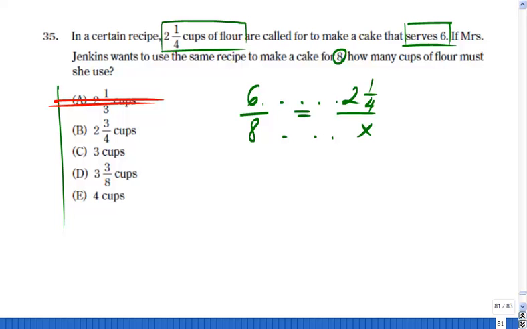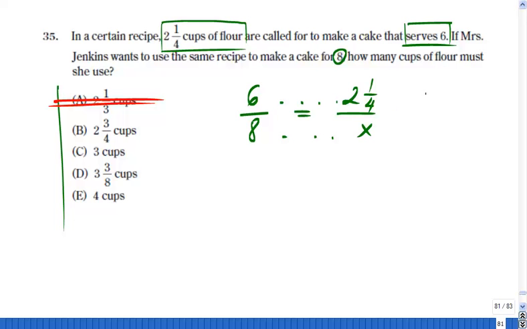Another way is to just realize that 6 and 8 are multiples of 2. If I'm starting with 6 people that require 2¼ cups, I find how many cups I need for 2 people, and then multiply that by 4, and that will tell me how many cups I need for 8. Whichever way you choose should be fine.